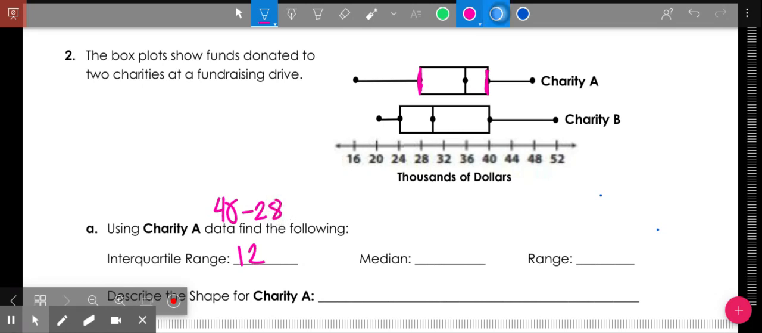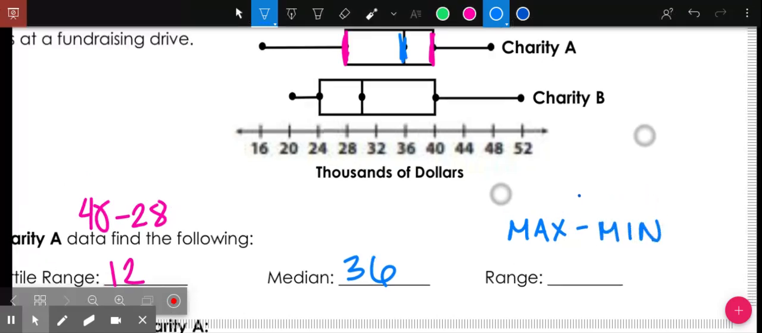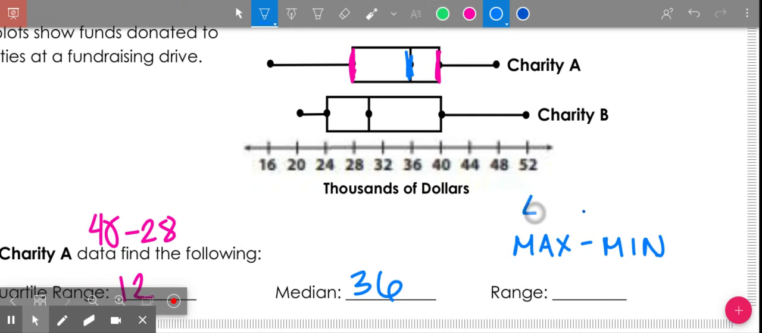The median is the center right there. That looks like 36 to me. The range is the max minus the min. So the max for A looks like 48. The minimum looks like 16. 48 minus 16, 32.